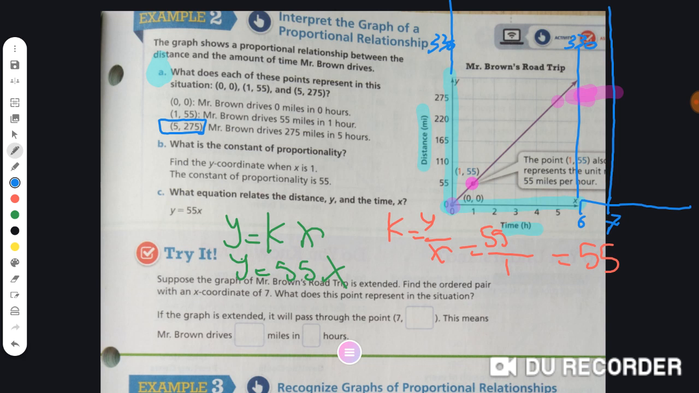What about 7? We will add 55 more, so we have to go further. Add 55 to 330, so it will be 385. So the record here now is, when he gave me 7, the record will be 385. So it means Mr. Brown drives 385 miles in how many hours? 7 hours, because x equals 7.